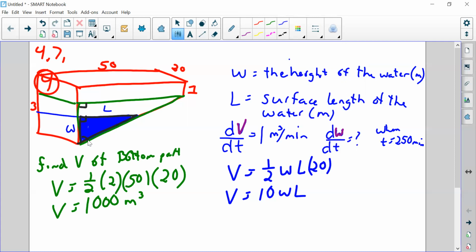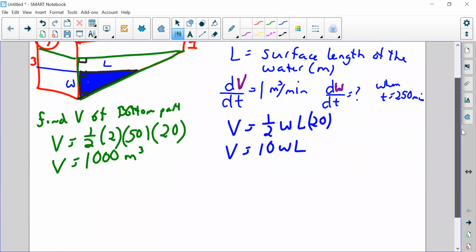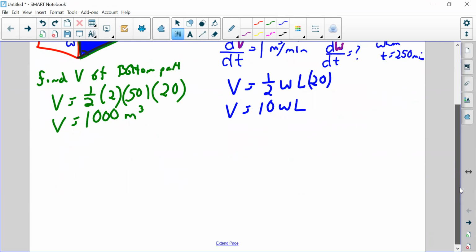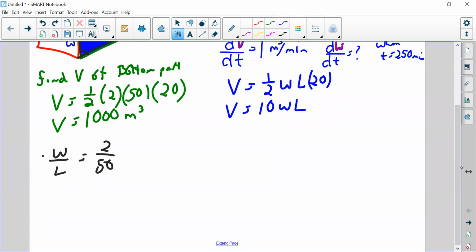Okay, so I got similar triangles. Looking at the blue triangle, its width is to its length as on the green triangle, what was the width again? W? 2. And what was the 40? So we can set that relationship. And then cross multiplying, we get 50W is equal to 2L.